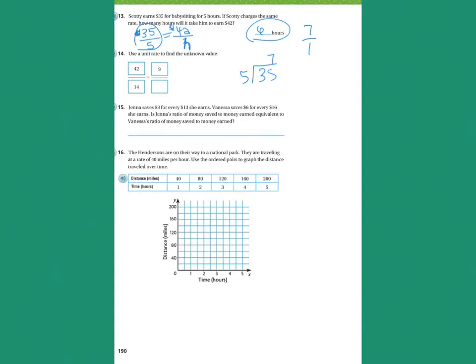Okay, number 14 is asking us to find the unit rate for this unknown value. So I've got 42 to 14, and I know that 42 is changing to 9.